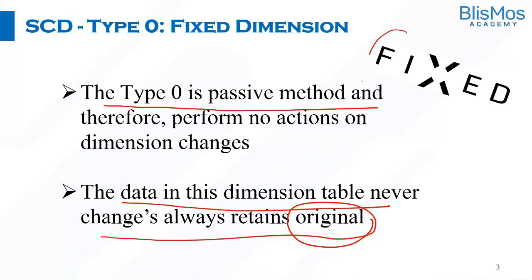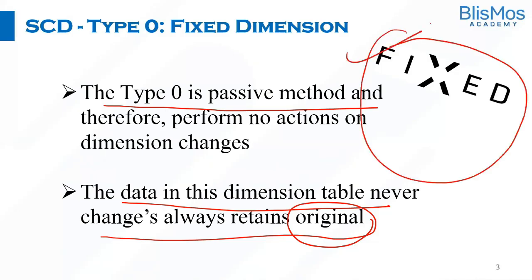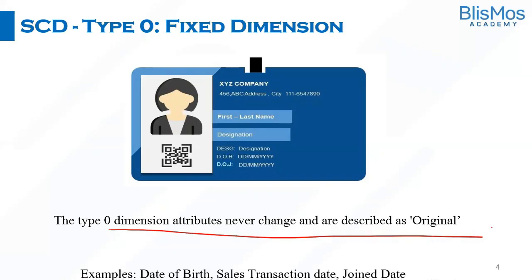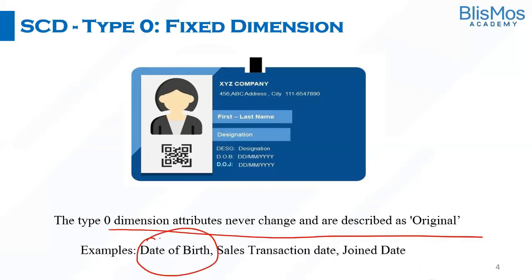So we call this SCD a fixed dimension. Just to reiterate, in type 0, dimension attributes never change. As I said, one example is date of birth, and another example is sales transaction. Another example is join date.